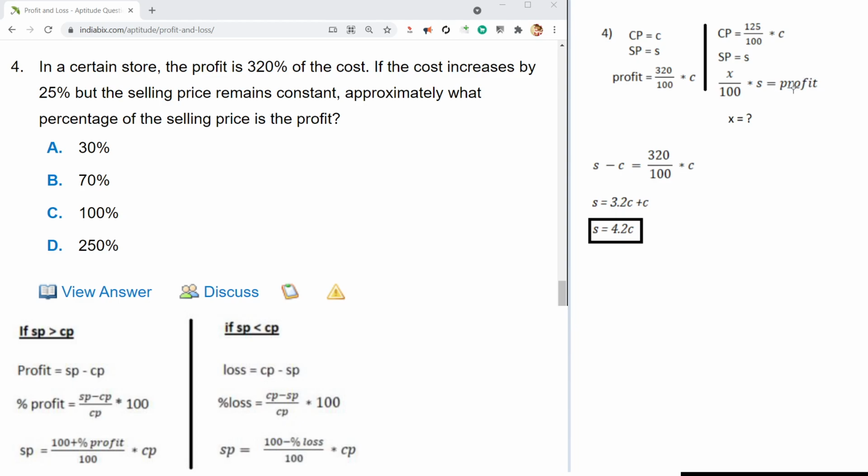If you substitute, profit equals SP minus CP. Then X by 100 into S equals profit, where SP is S, CP is 1.25 C. I am replacing the C value with S by 4.2, which came from the first equation. If you further simplify, we get X by 100 into S equals, if you take S common, 4.2 minus 1.25. The S cancels, and if you further simplify, X equals 2.95 by 4.2 into 100, which means X equals 7.23.